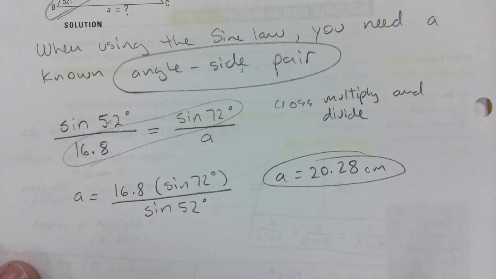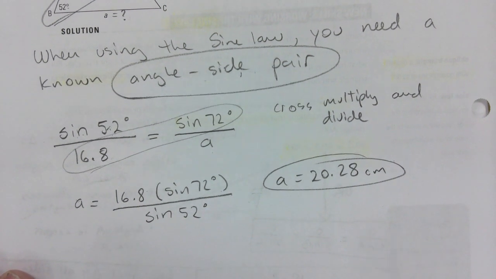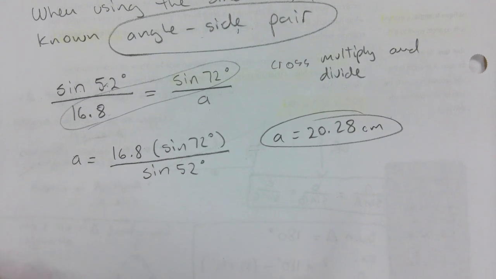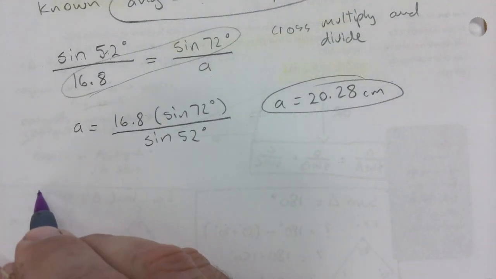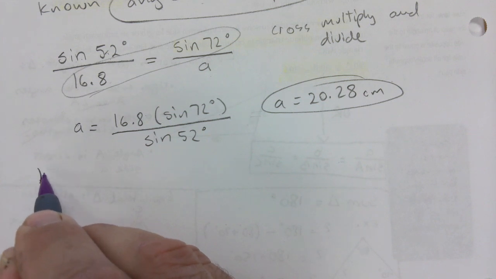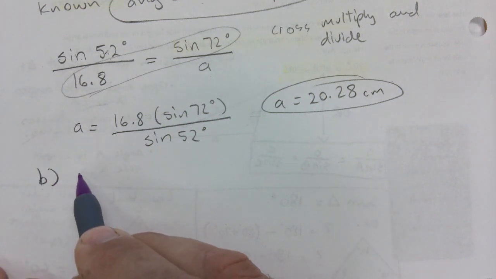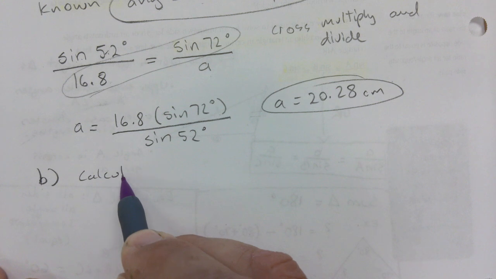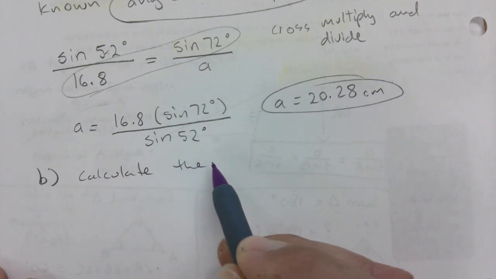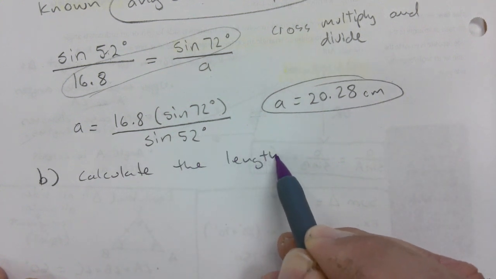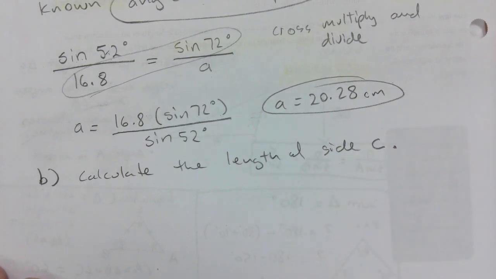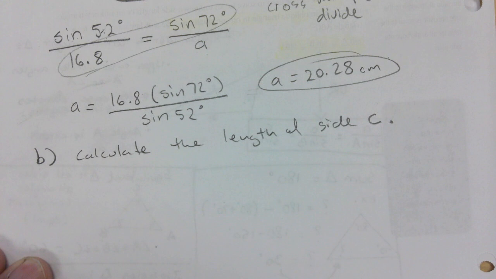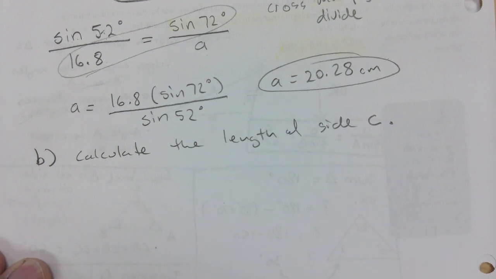And I will add to this question. So let's make this a B. Calculate the length of side C. Write that down at the bottom, like just the bottom half of this page, right?